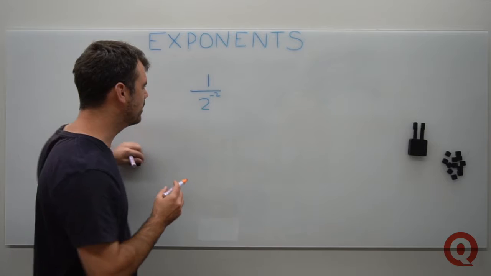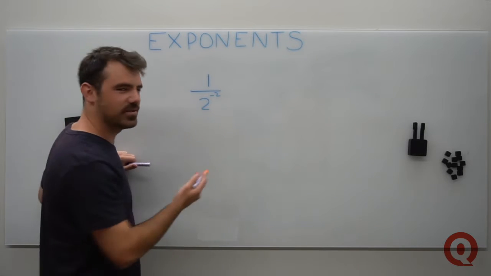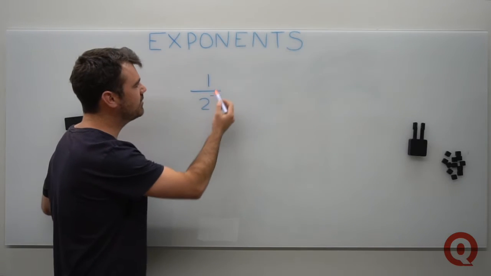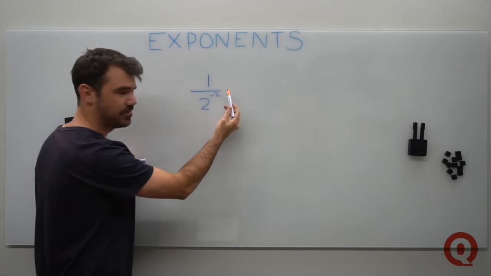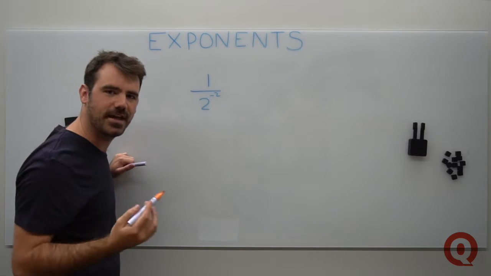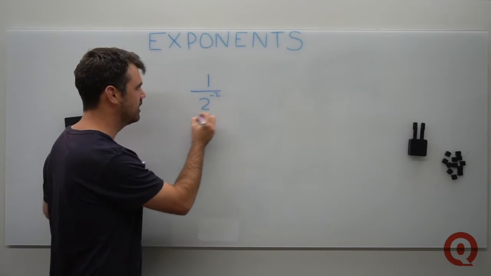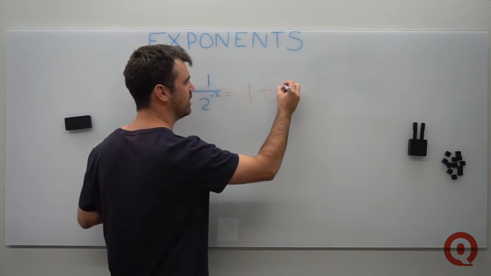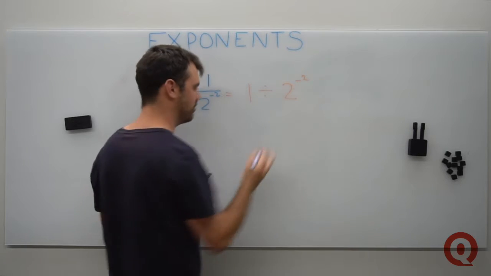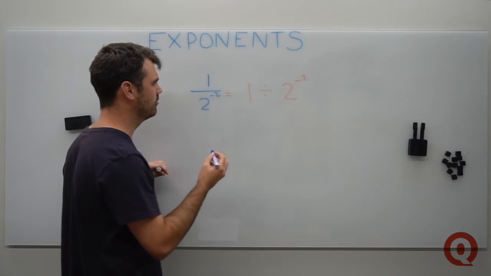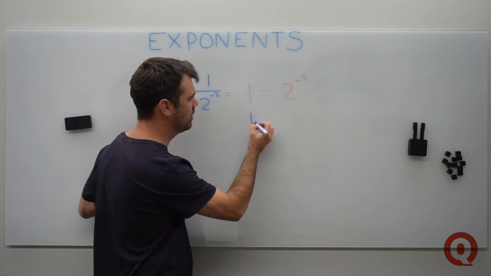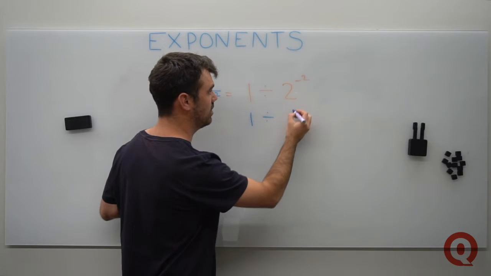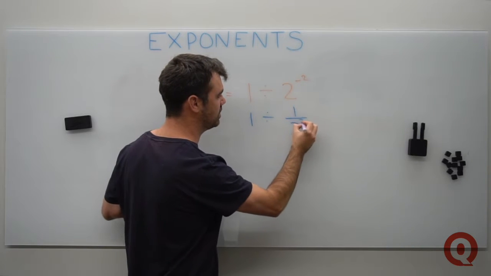Now, I want this to be written with positive exponents. So what does this effectively mean? This effectively means 1. This line means divide. 1 divided by 2 to the power of negative 2. So we write that out as 1 divided by 2 to the power of negative 2. So, in effect, I've now got 1 divided by, now what is 2 to the power of negative 2 the same as? It's the same as 1 over 2 squared.